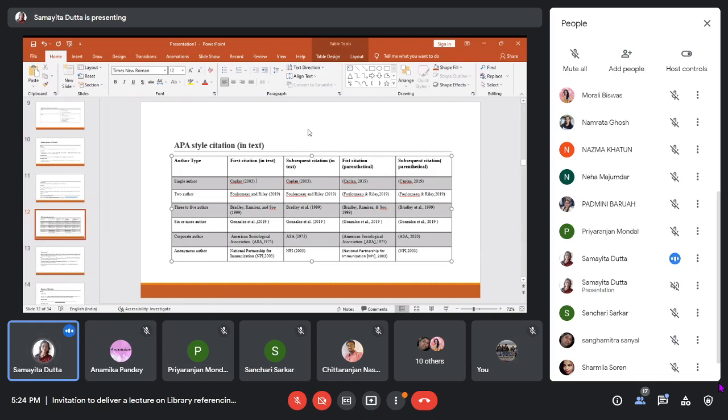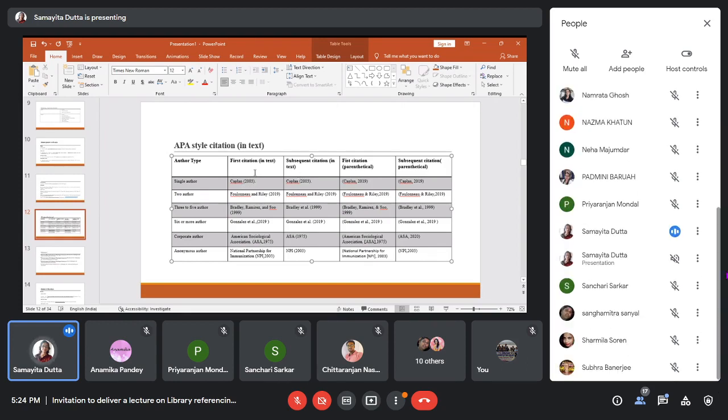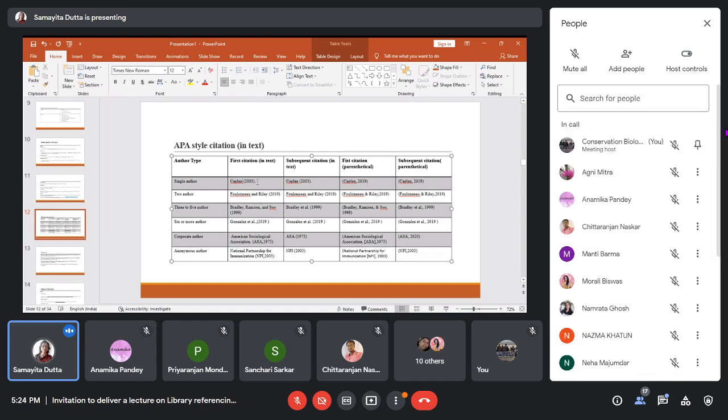And in the APA style, if an in-text citation is given for lines that you take from several sources, the citation can be given in this way. First, the in-text citation: you should write the name of the author, title and the year of publication of the source, but the full reference list should be given at the end of the chapter, the end of the article, or the end of the thesis that you're writing.